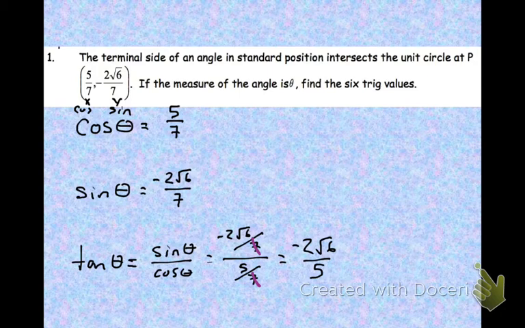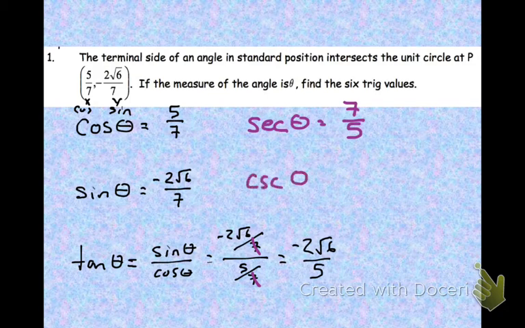Finding the other functions should be a little bit easier now because we're just taking the reciprocals. So to find secant, which goes with cosine, we just take the reciprocal. So the reciprocal of 5 over 7 is 7 over 5. Done. Cosecant, CSC, is going to be the reciprocal of sine. So that's going to be 7 over negative 2 radical 6.